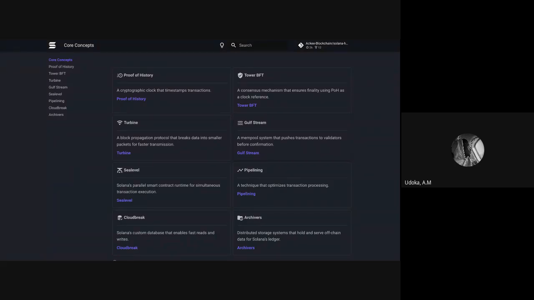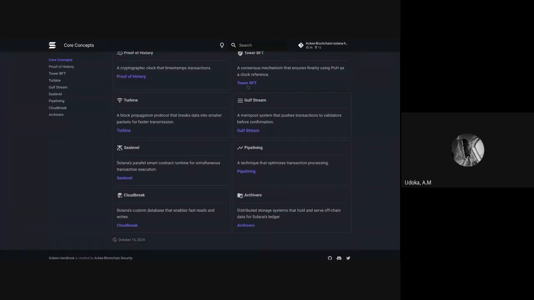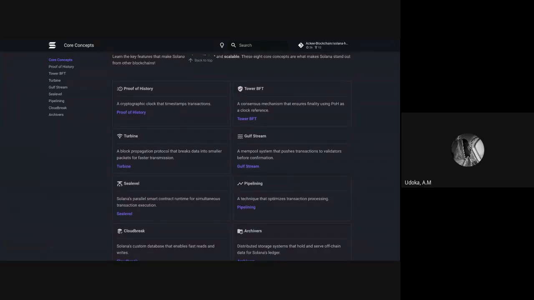The things I really want you to pay close attention to are proof of history, Tower BFT, Gulfstream, which we're starting off with, Sealevel, and pipelining. So these are very important. If you're writing, look at it. We are looking at the key components that make the Solana infrastructure functional in the way it is. We are starting off with Gulfstream, which I'm going to look at in the document we have open already. Then after that, we're going to look at proof of history, Tower BFT, and then Sealevel and pipelining.